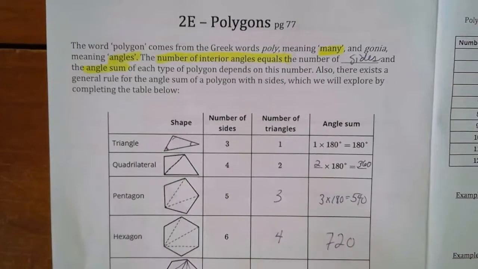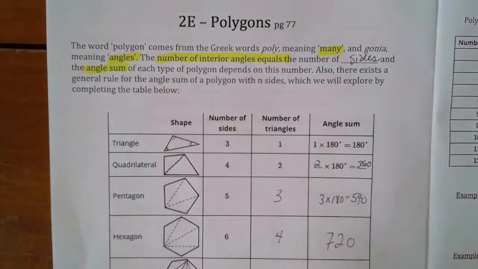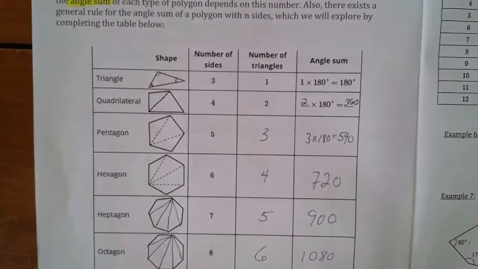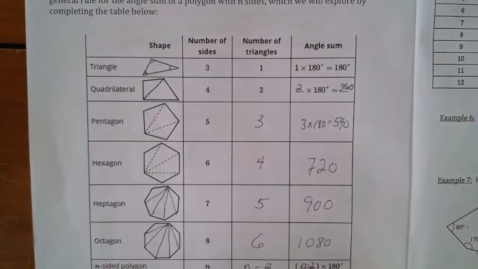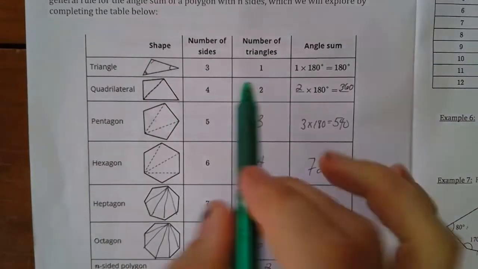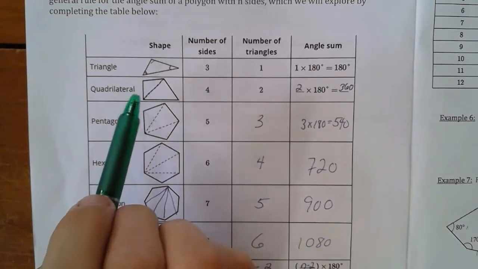Today we're talking about polygons, poly meaning many and gonia meaning angles. So polygons are all about angles. It's a two-dimensional shape that's named after the number of angles and also the number of sides that it has. What's really cool is we can find out the sum of all the angles of polygons based on what we know about triangles. In a triangle, we know that all of these angles add up to 180 degrees.